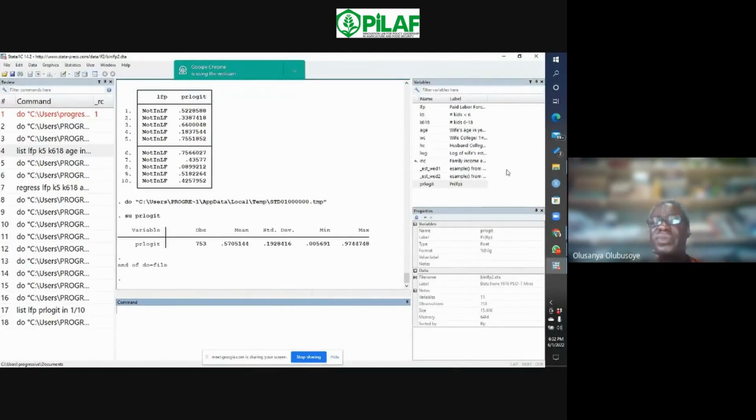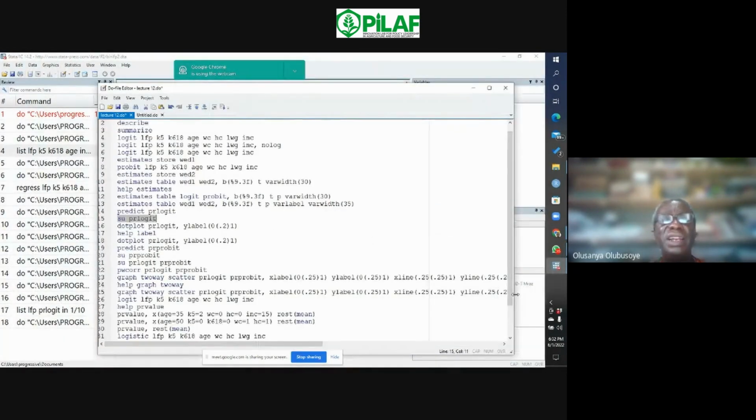Then let's go back to our do file. You can even plot the probability. That's what line 16 will help you to do. You can plot the probabilities. So let's run this.